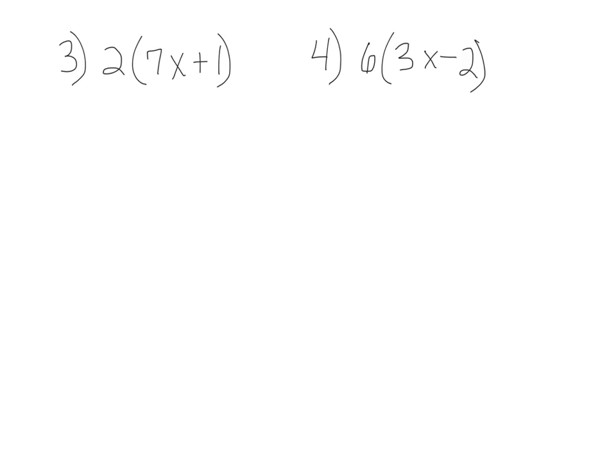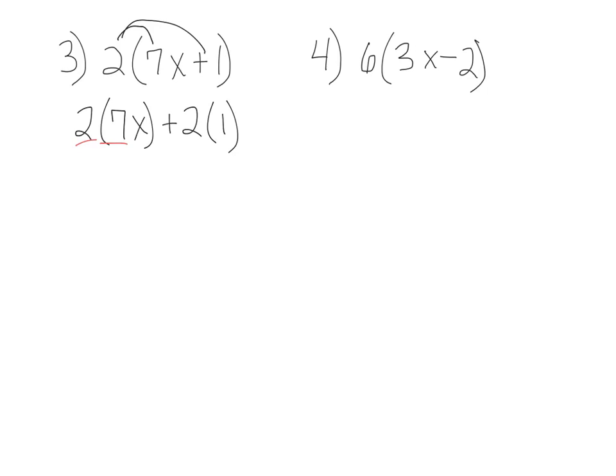These next examples are similar, except you'll notice that they have numbers in front of the variables. So instead of just an x on number 3, I've got a 7x. The idea is still the same. We're still going to distribute. So distributing the 2, we're going to do 2 times 7x plus 2 times 1.